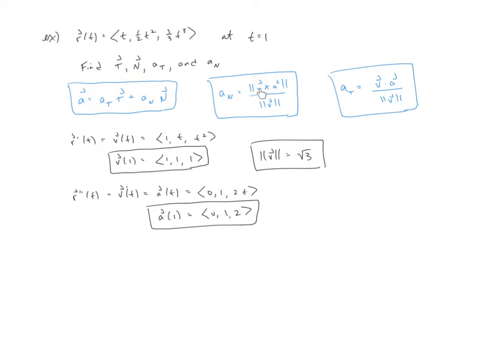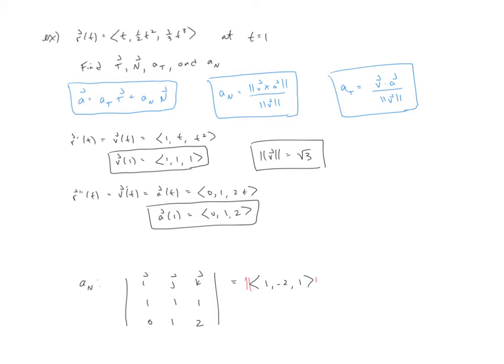And for a sub n, we'll need this cross product, okay? So I'm going to start with a sub n and that cross product of v cross a. So that's going to have our i, j, k on top, and then I'll have my 1, 1, 1, and 0, 1, 2 from the vectors v of 1 and a of 1. And so when you do this cross product, you'll get a 1, a negative 2, and a 1.